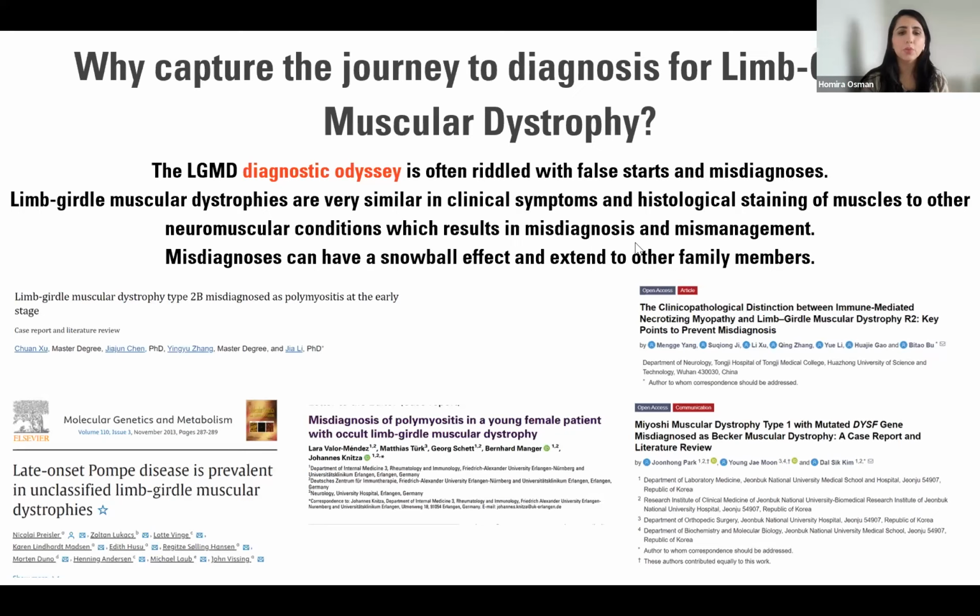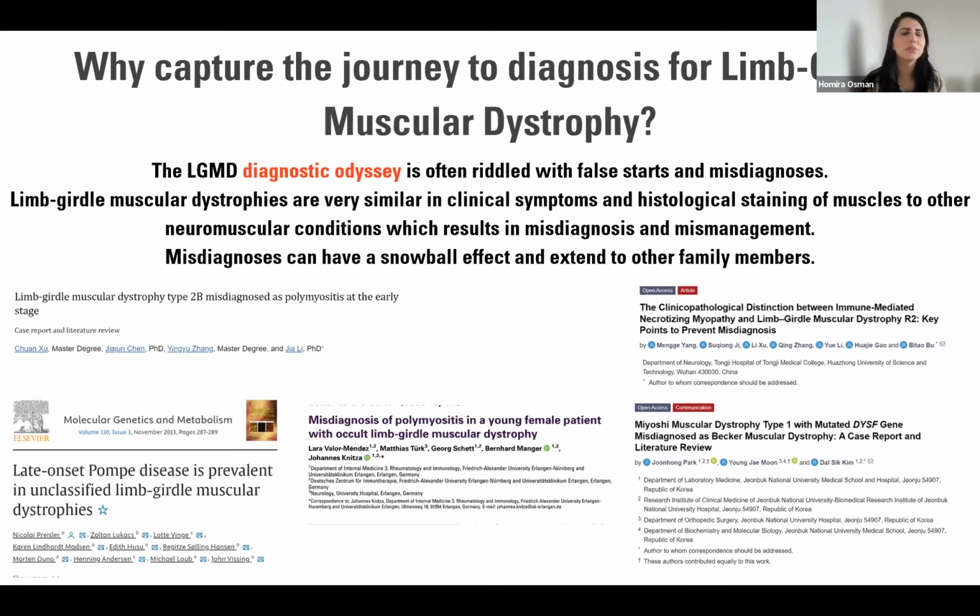And so what you're seeing on your screen is when I just looked in the literature, just in the past few years, you can see some publications where there have been studies where limb girdle has been misdiagnosed as polymyositis or FSHD or Pompe disease or Becker muscular dystrophy. And what we know is when there is a misdiagnosis, it can have a snowball effect. And what that means is it can really impact your participation at work, how you're feeling by the time you're able to access rehabilitation, but it can also extend to other family members.